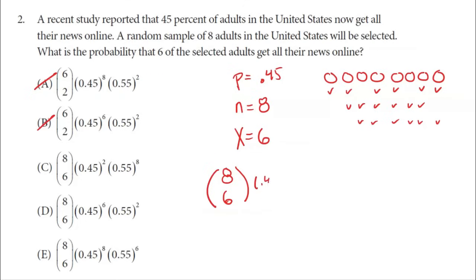We have 0.45, and we need that to happen 6 times. So we need 6 people to get that 0.45. And again, look at my examples here. Those would be my check marks. Every one of those check marks would be 0.45, so that'd be 0.45 to the 6.